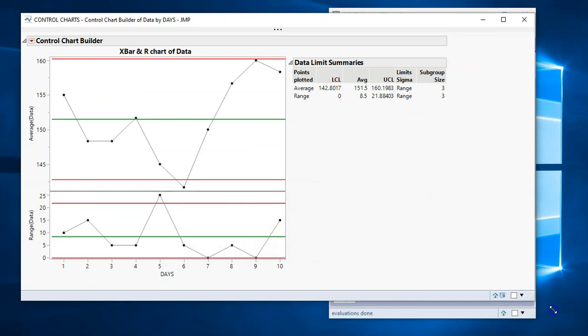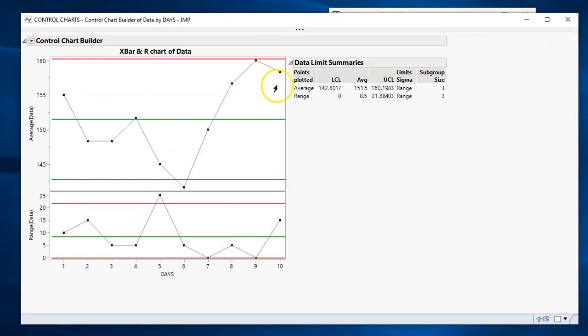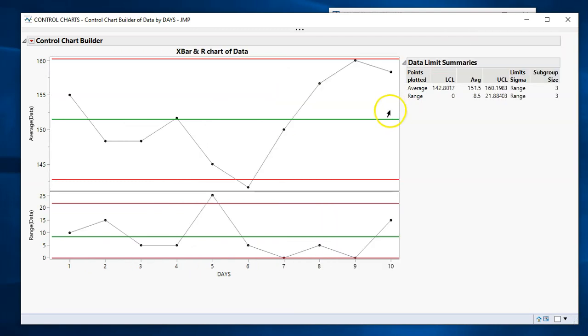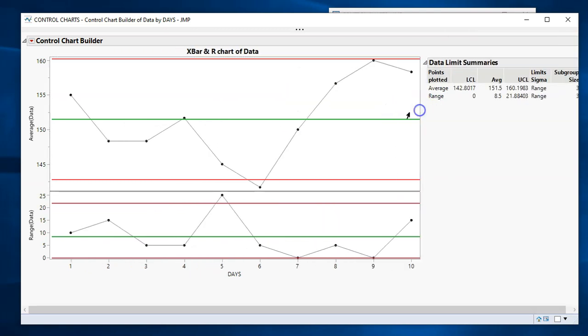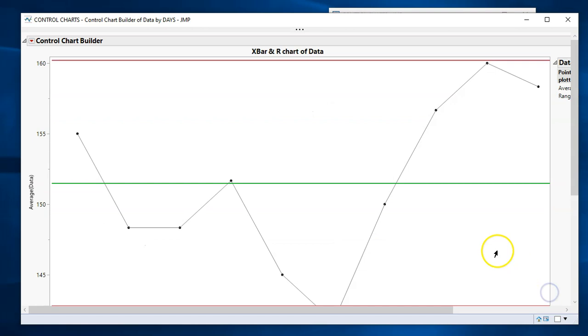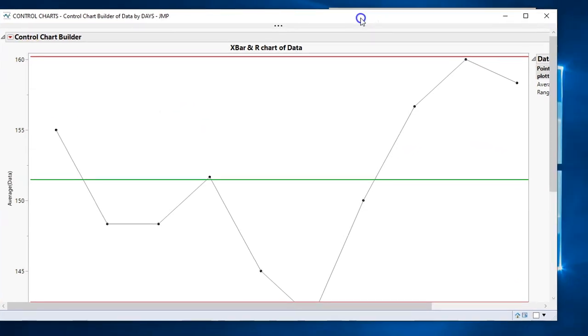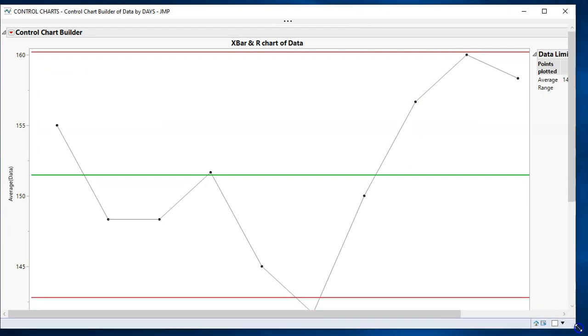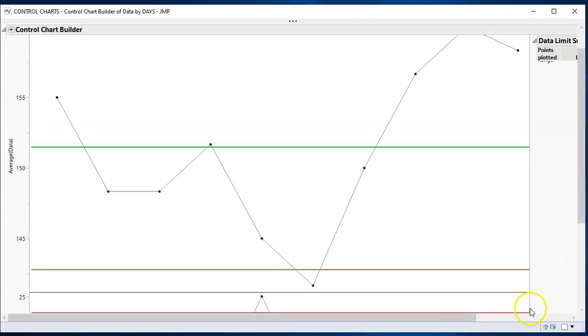So what are we looking for here? What are the things we should look for? You can actually change the way it looks. You can extend it, you can drag it down, make this graph larger. For this course, we just look at the XBAR chart. But remember that for the actual decision in real work, you need to use both the R chart and the XBAR chart together. Okay.